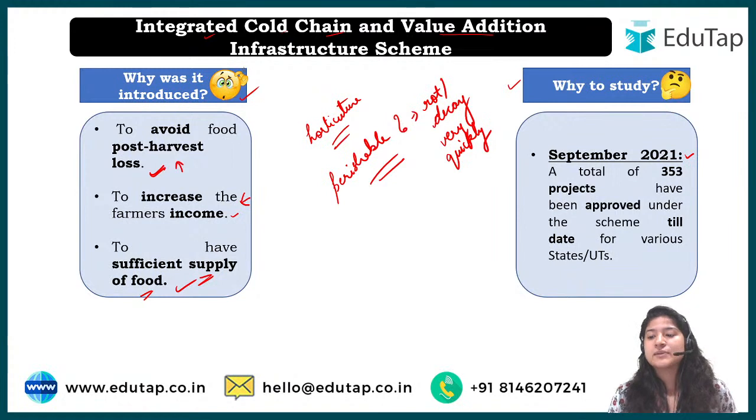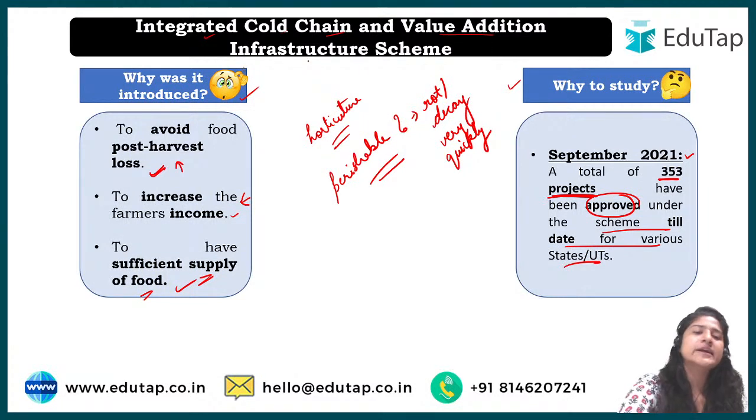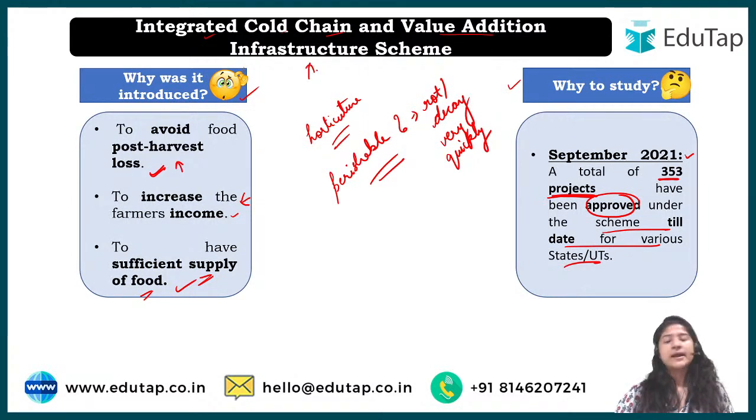So what happened in September 2021? In September 2021, the Union Minister said in a meeting that 353 new projects have been approved under this scheme for various states and UTs. So basically this is about infrastructure, right? It is linked to the storage facility. Till now, 353 projects have been made for this purpose.